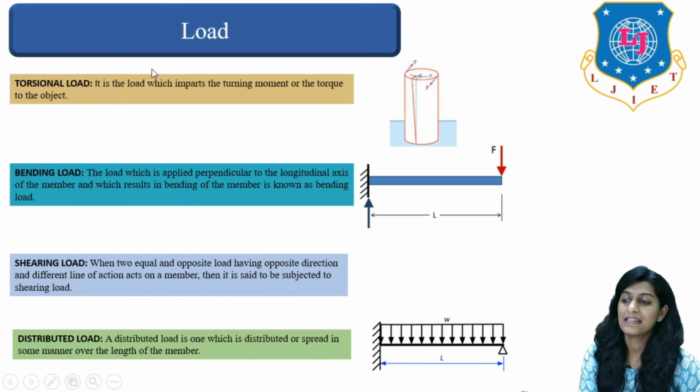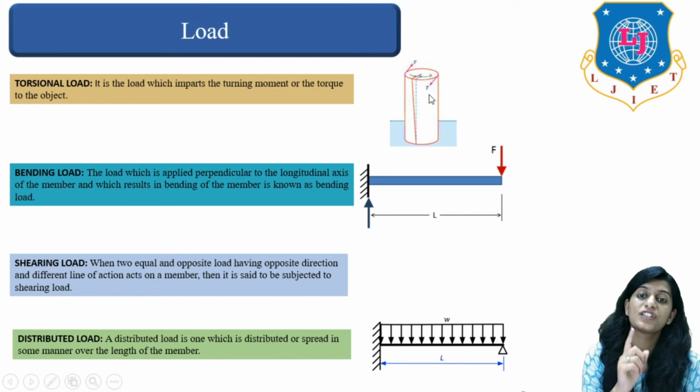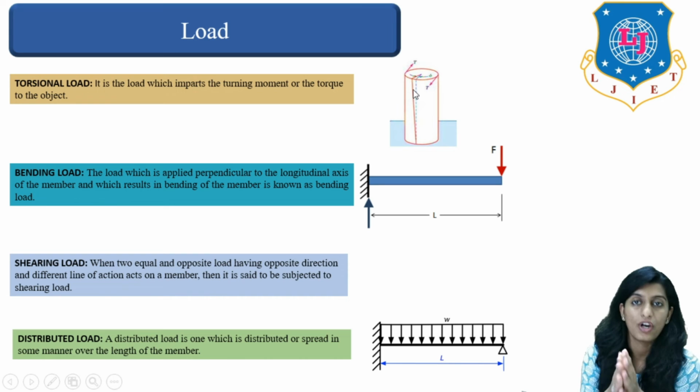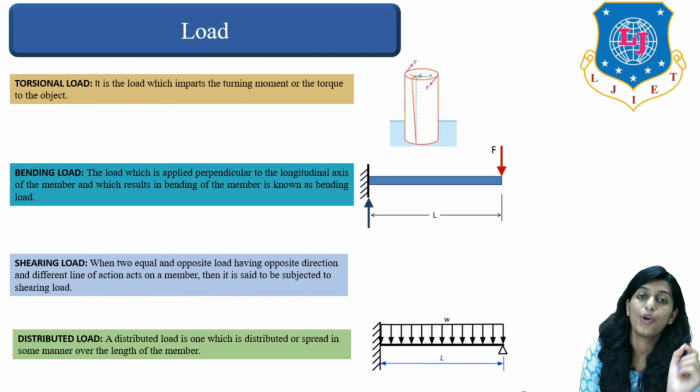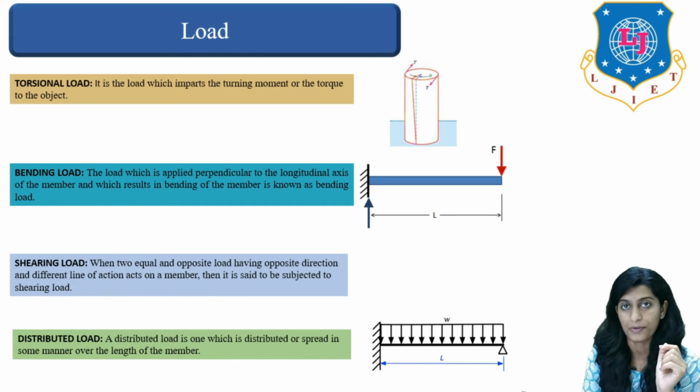Here you can see in this particular figure that this is a cylinder, right? If it rotates about its axis, this is a torsional load which is responsible for its rotation, right? When any object rotates, there is always a torsional load which is associated with that particular object. So this is a torsional load.